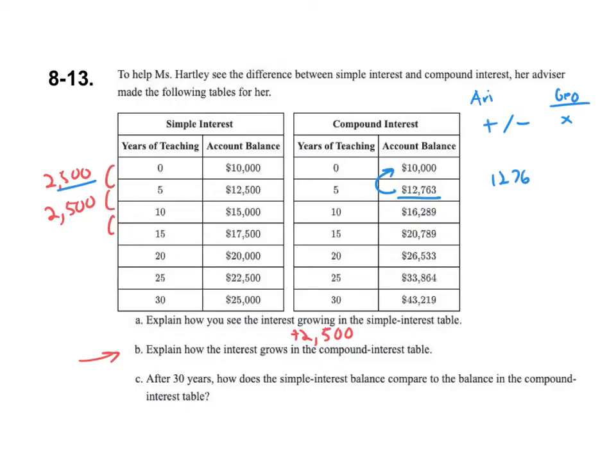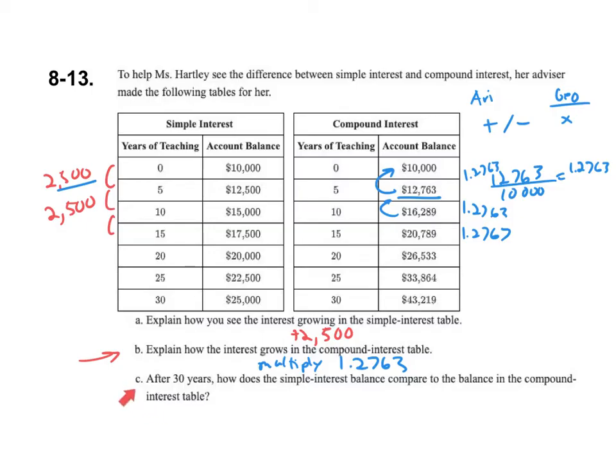$12,763 divided by $10,000, which is 1.2763. So this is going up by 1.2763. Then if you do that again here, you get that same decimal, 1.2763. So what this is looking like is this is growing by multiplication. By multiplying by 1.2763, and that will get you each of your following numbers.